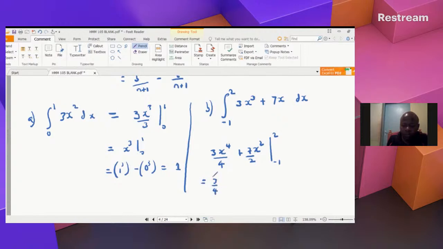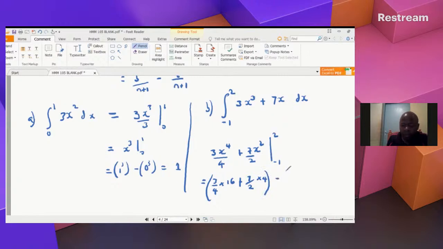I want to put 2, the upper limit. X is 2. So 2 raised to 4 is 16. Then plus 7 out of 2. This again is 2. 2 squared would be 4. I've put the upper limits.